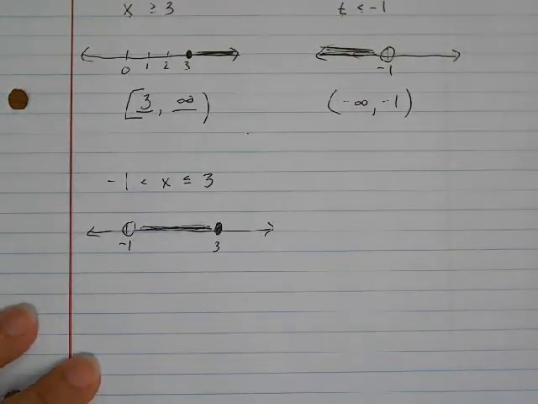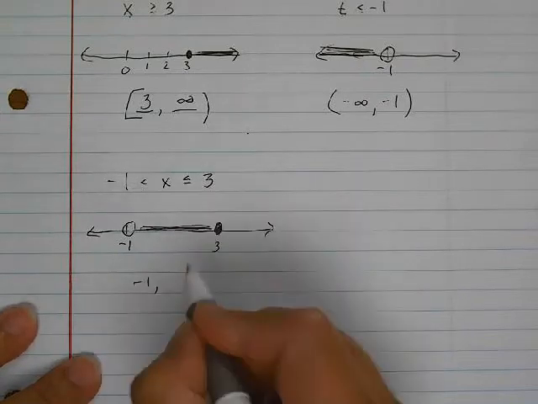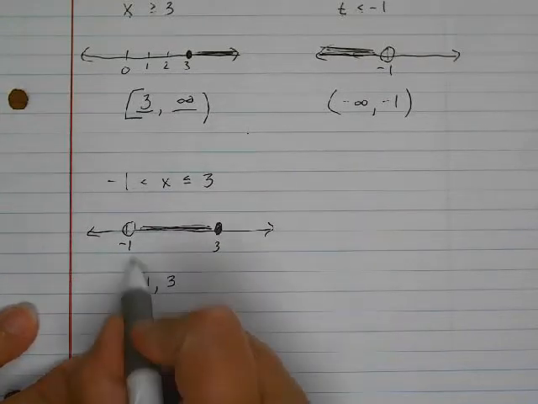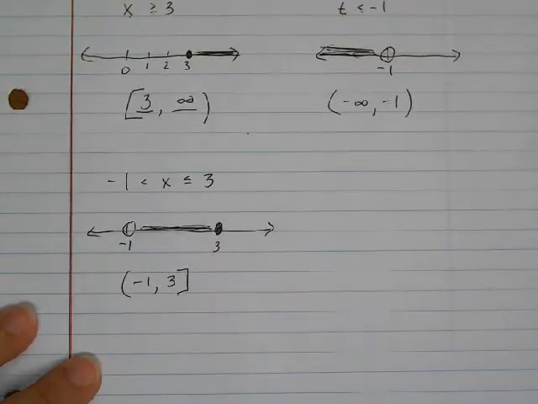So if we write this with interval notation, I'm going to start at -1 and go to 3. -1 doesn't work, so it's a parenthesis. 3 does work, so it's a bracket. This is an and statement.